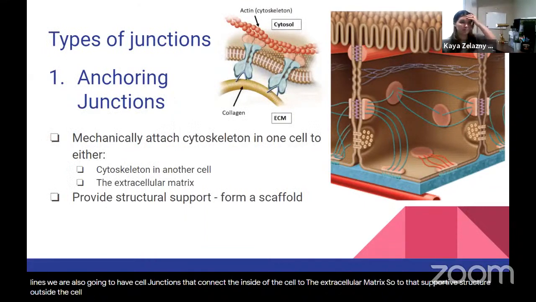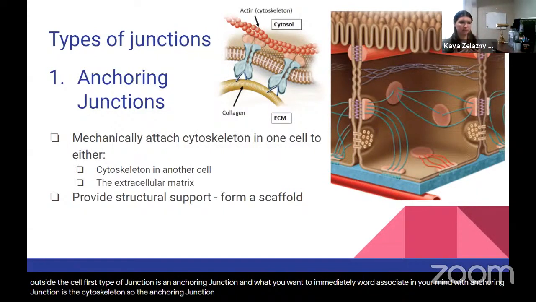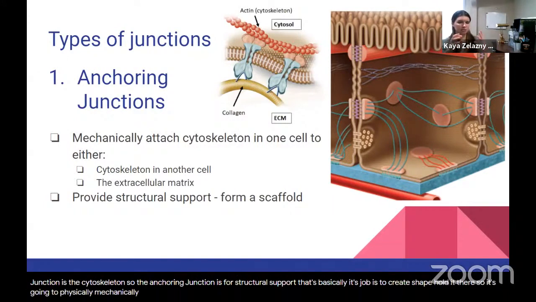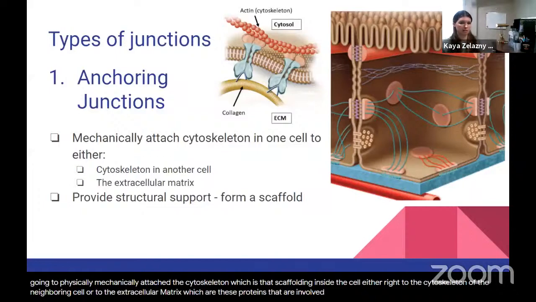Okay. So our first type of junction is an anchoring junction. And what you want to immediately associate in your mind with anchoring junction is the cytoskeleton. So the anchoring junction is for structural support. That's basically its job, is to create shape and hold it there. So it's going to physically, mechanically attach the cytoskeleton, which is that scaffolding inside the cell, either right to the cytoskeleton of the neighboring cell or to the extracellular matrix, which are these proteins that are outside the cell.